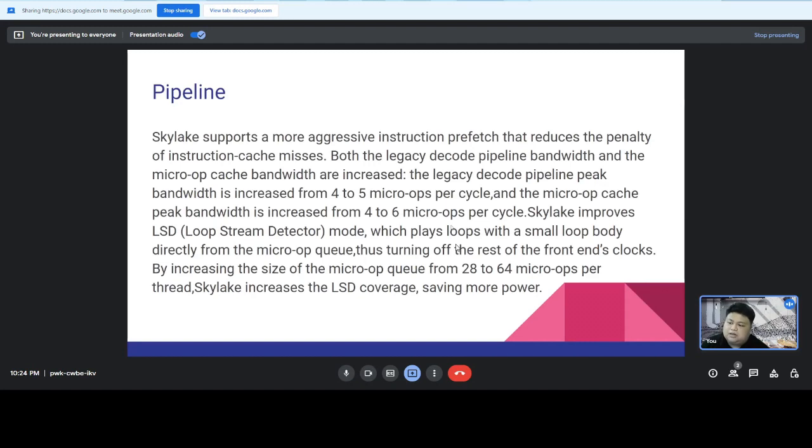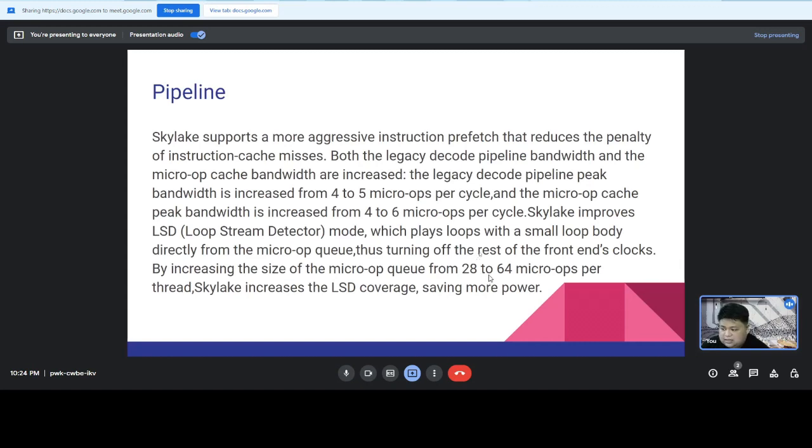So Skylake supports a more aggressive instruction prefetch that reduces the penalty of instruction cache misses. Both the legacy decode pipeline bandwidth and the micro-op cache bandwidth are increased. The legacy decode pipeline peak bandwidth is increased from 4 to 5 micro-ops per cycle, and the micro-op cache peak bandwidth is increased from 4 to 6 micro-ops per cycle.